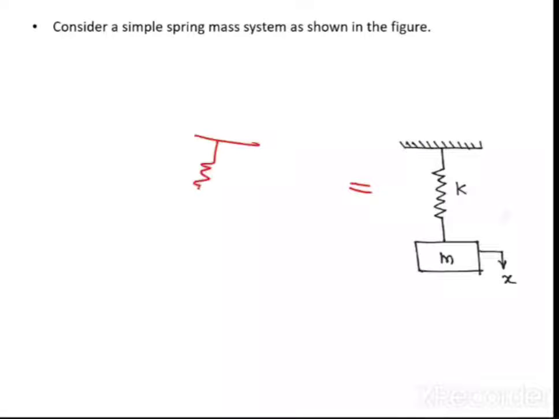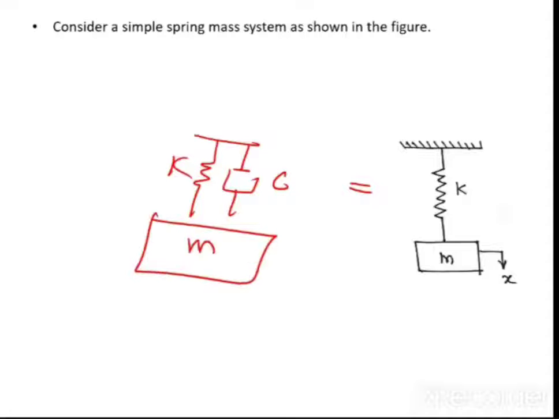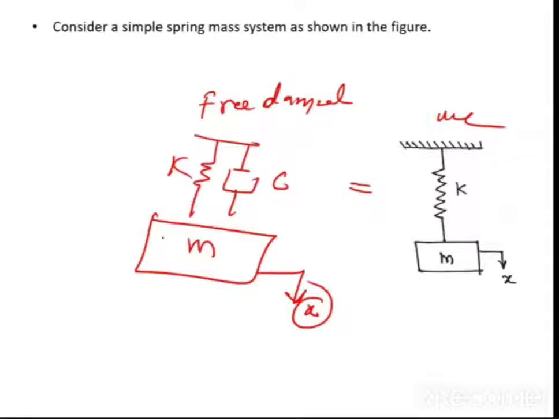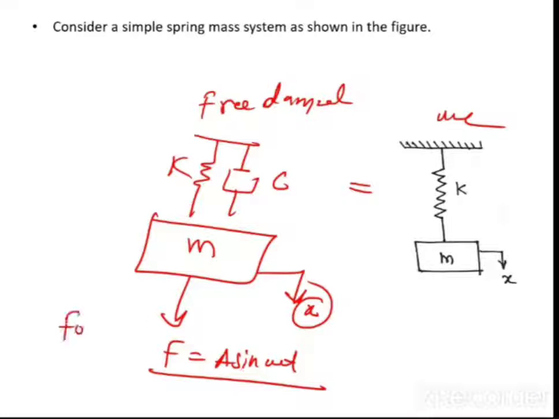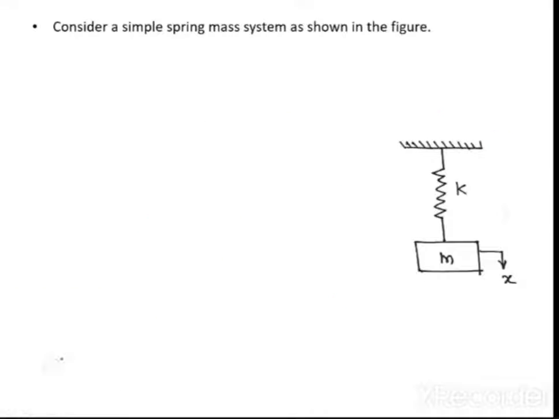If I modify this figure like this and I take a c, a k, and an m, and I give a small displacement x, this is called the free damped system, and the earlier one is the free undamped. If I modify this figure and apply a continuous force F equal to A sin omega t, this is called forced vibration. So depending upon the nature of the external excitation and whether you are providing an external damper or not, it will change the type of the system.